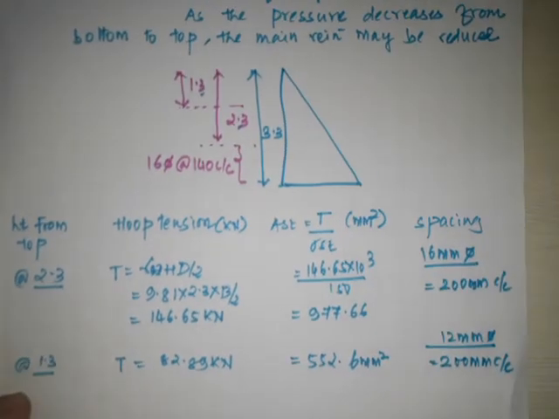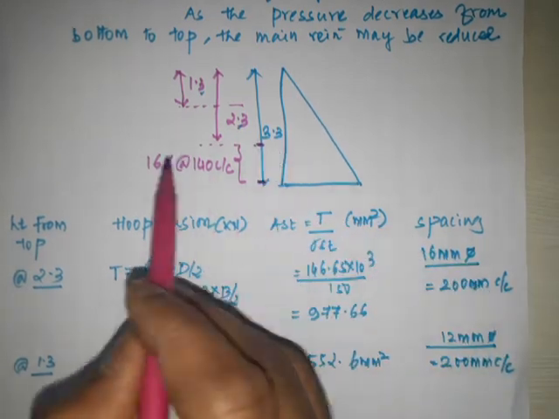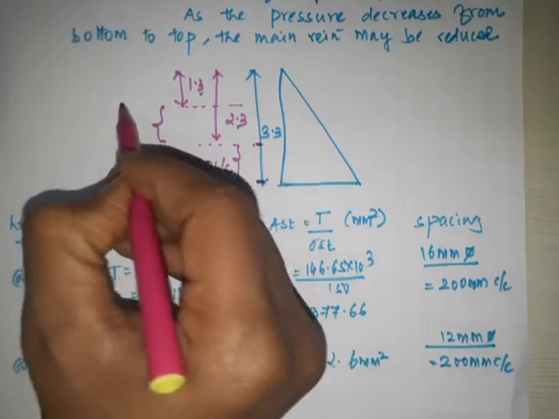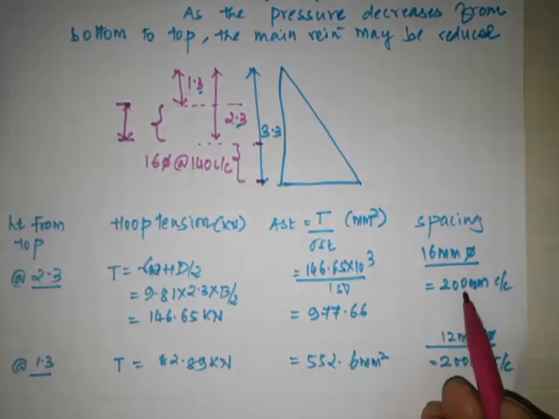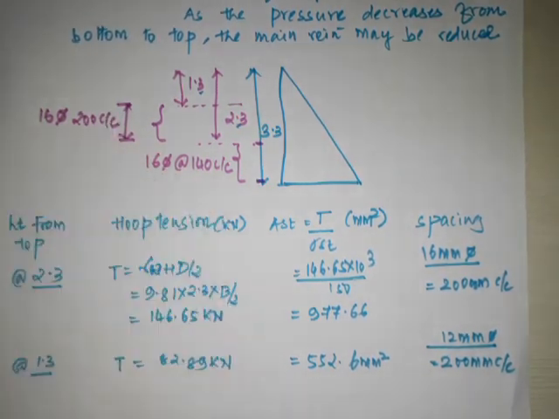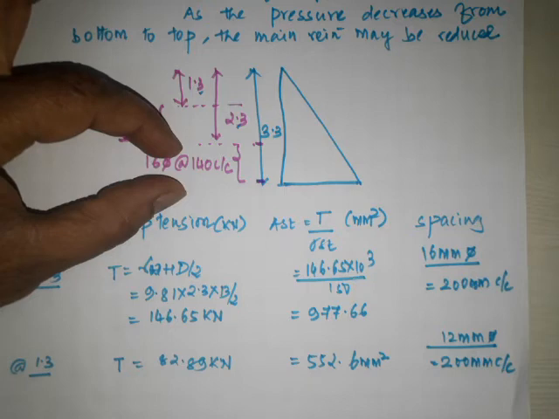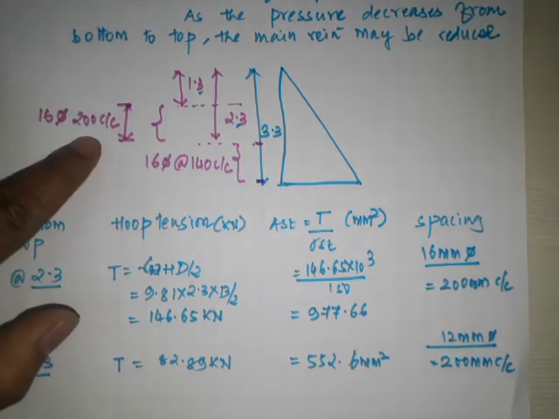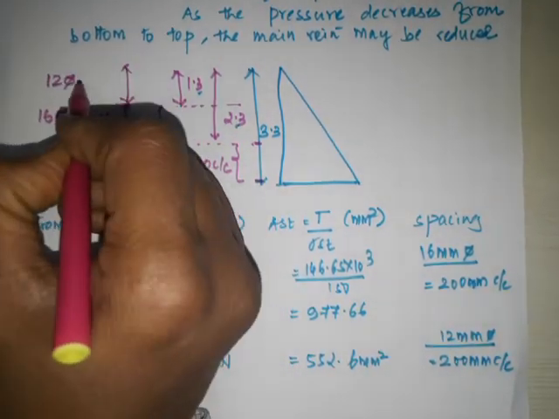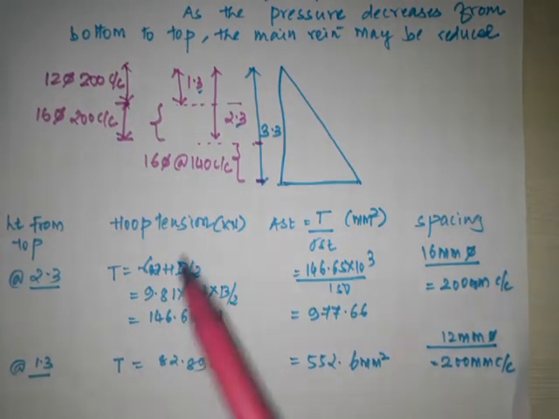So what you have to do regarding the reinforcement: up to this height of the wall, the reinforcement will be 16 mm dia at 140, and for this height the reinforcement will be 16 dia at 200 center to center. It will be in 3 segments. This is 16 mm dia at 140, again we have 16 dia at 200, then next we have 12 dia at 200 center to center. So we have done the curtailment here.